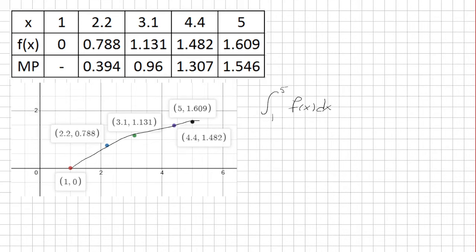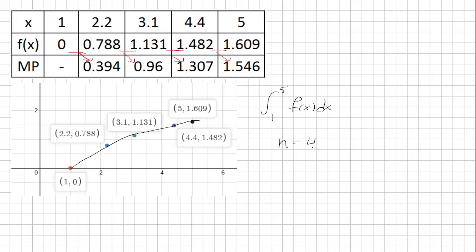Because we're using the midpoint, we have to find the midpoint between each point. So starting off here, the midpoint between 0 and 0.788 is 0.394. Midpoint between 0.788 and 1.131 is 0.96, and then 1.307 and 1.546. So as we can see, there's 4 midpoints here, so n has to be 4.